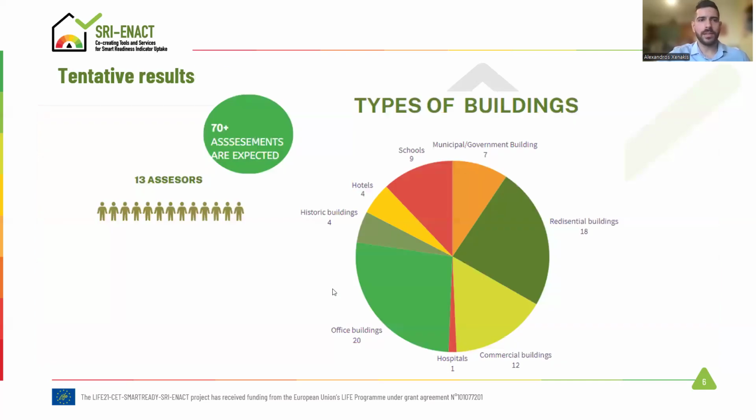Next, we will see some tentative results. So based on the work plan, we expect over 70 buildings to be assessed by the end of the test phase. These assessments will be conducted for all types of buildings, like residential, commercial buildings, offices, schools, hotels, etc. So we plan to cover the whole range of the building types.